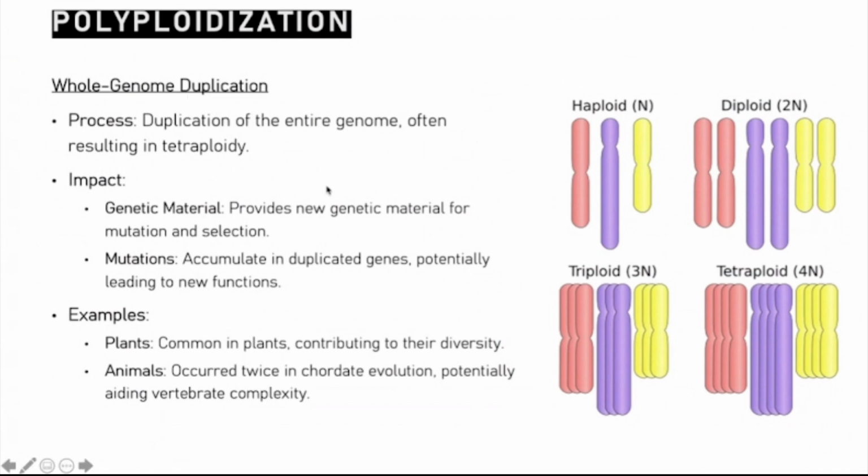So this is a duplication of the entire genome, which is a set of genes, and this results in tetraploidy. Tetraploidy is having four sets of a chromosome, okay? Now, this basically provides new genetic material for mutations and selections because, of course, now that we have more chromosomes, we're going to have more genes. And if we have more genes, that means that we're going to have more proteins. Okay, so new genetic material for mutation and for selection.